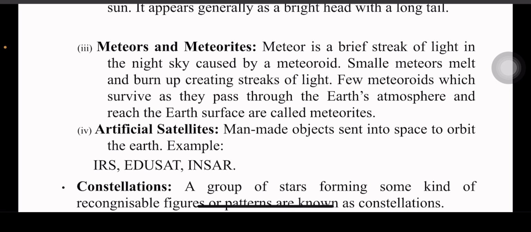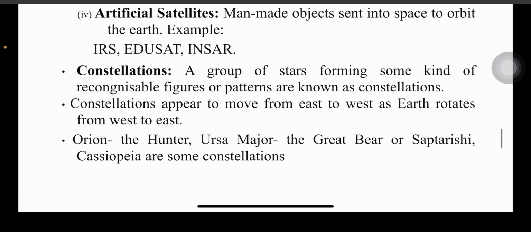Artificial satellites are man-made objects sent into space to orbit the Earth. Examples: IRS, EduSat, INSAT. Constellations. A group of stars forming some kind of recognizable figures or patterns are known as constellations. Constellations appear to move from east to west as Earth rotates from west to east. Orion the Hunter, Ursa Major the Great Bear or Saptarishi, and Cassiopeia are some constellations.